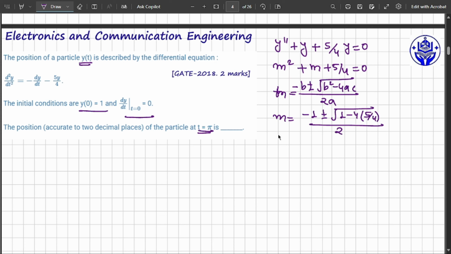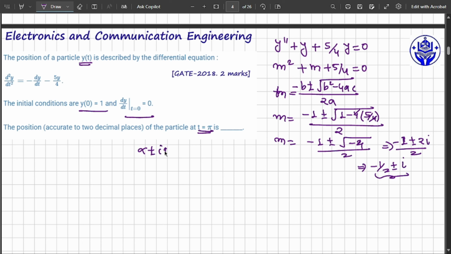We will have m equals minus 1 plus minus, this will get cancelled, and it will be minus 4 upon 2, then it will be minus 1 plus minus 2 iota divided by 2. Then it will be minus 1 by 2 plus minus iota. Now, if we have this kind of solution, alpha plus iota beta, then it will be e to the power of alpha t multiplied by c1 cos of beta t plus c2 sine of beta t.